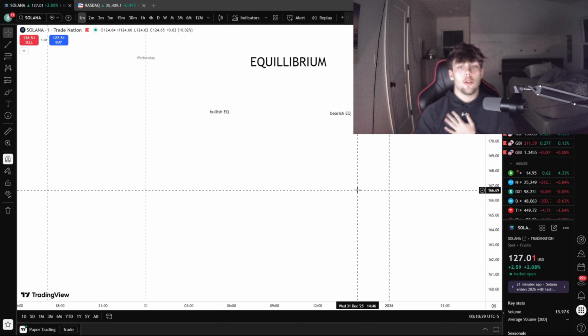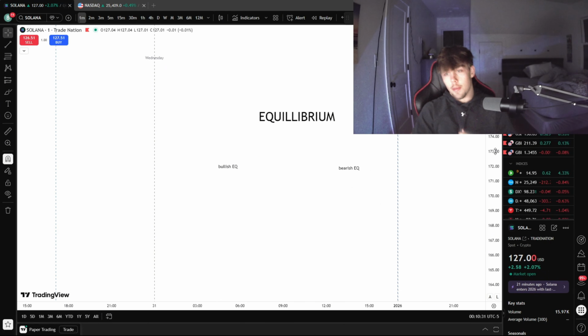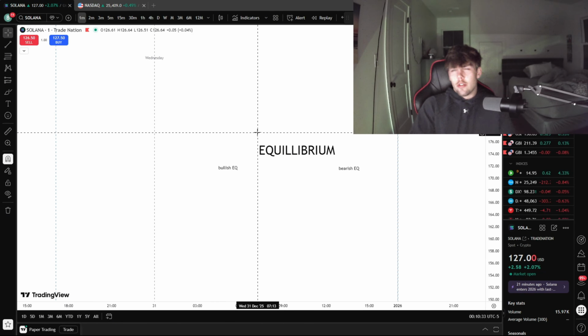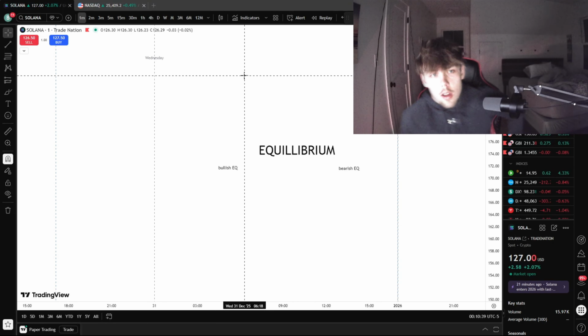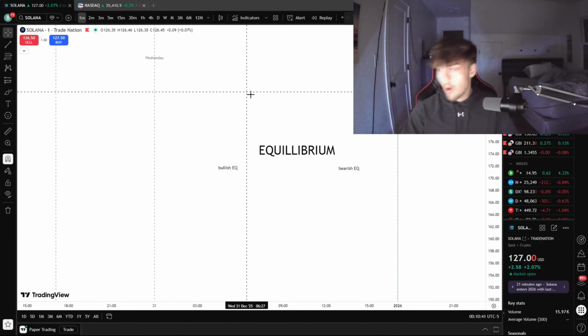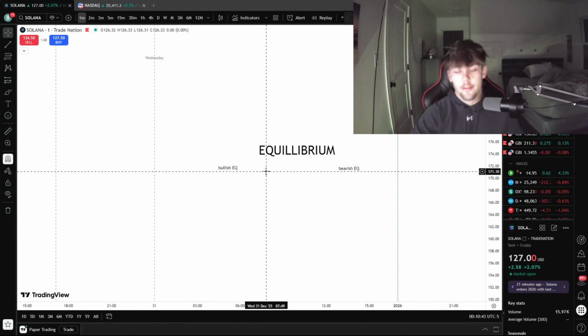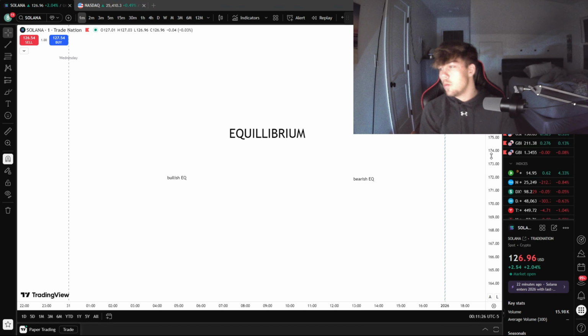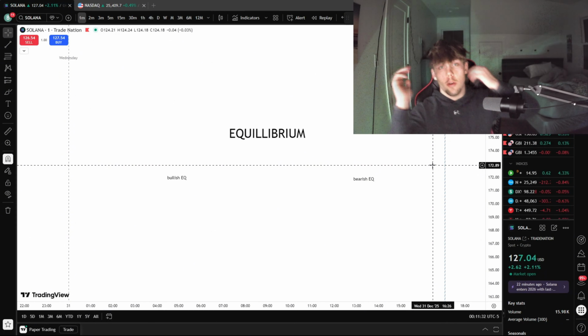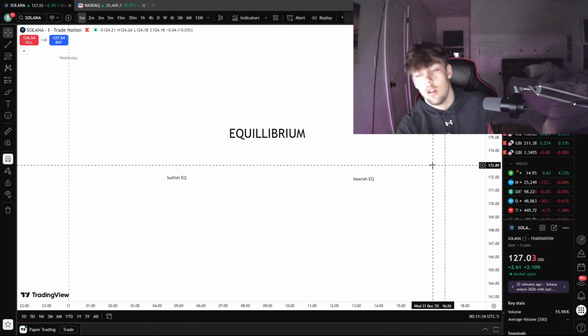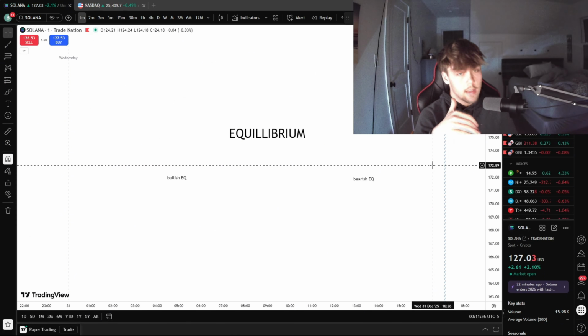Today, I'm going to be teaching y'all what equilibrium is. It's a super easy concept to learn, and I use this in my strategy, and most people I know also use this in their strategies. So basically what equilibrium is, it is the 50% mark, or the halfway mark, from the most recent high to the most recent low, or in other case, the most recent low to the most recent high.